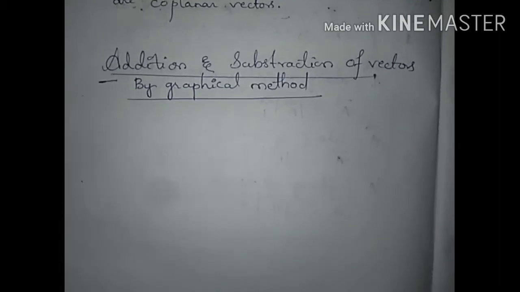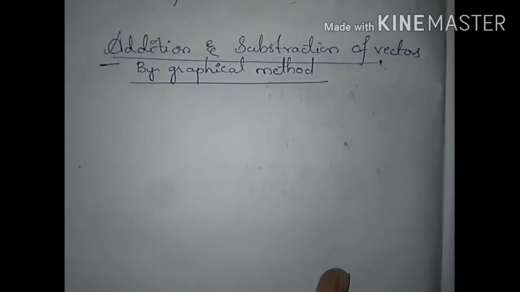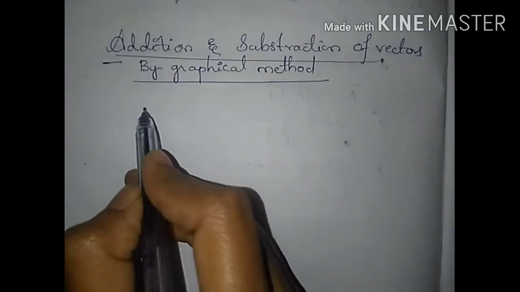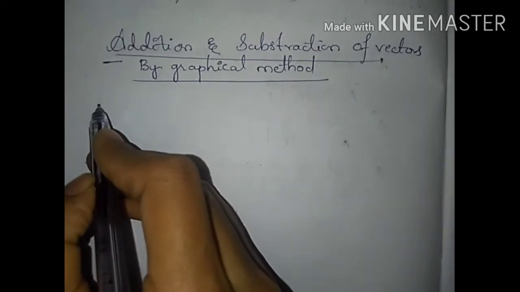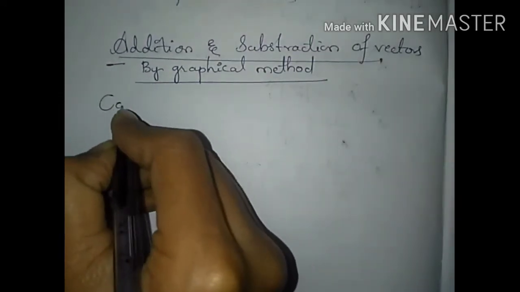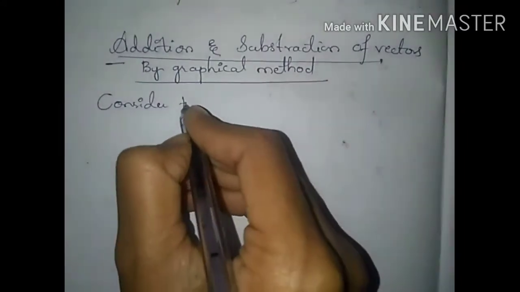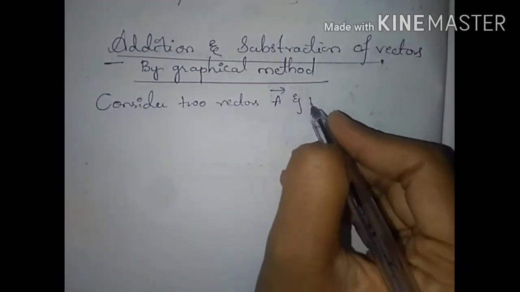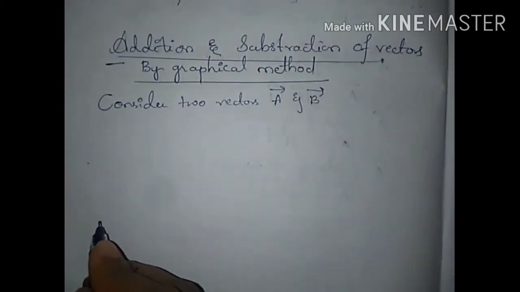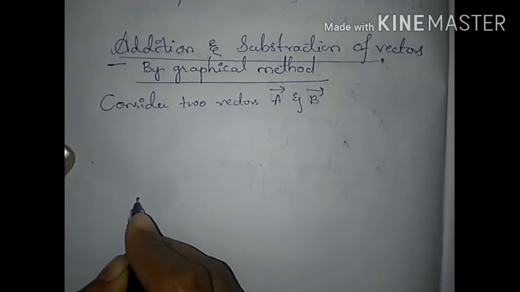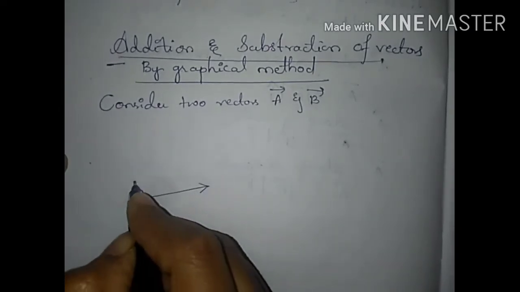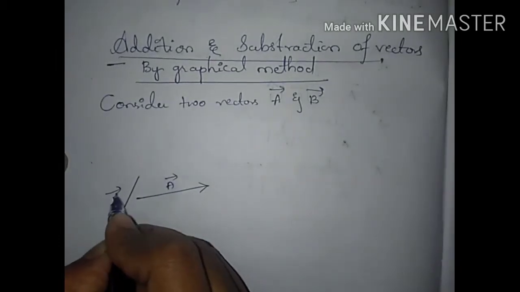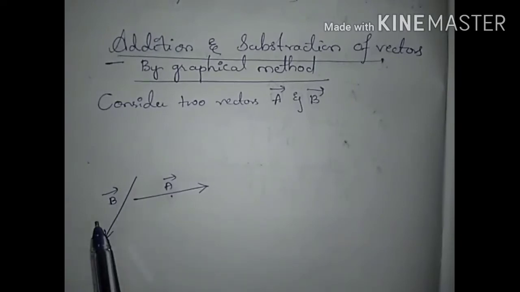So to add vectors you basically need to have more than one vector. So you need to have two vectors. So consider two vectors, vector A and vector B. So let's suppose this be vector A and this be vector B. So we have considered two vectors A and B.